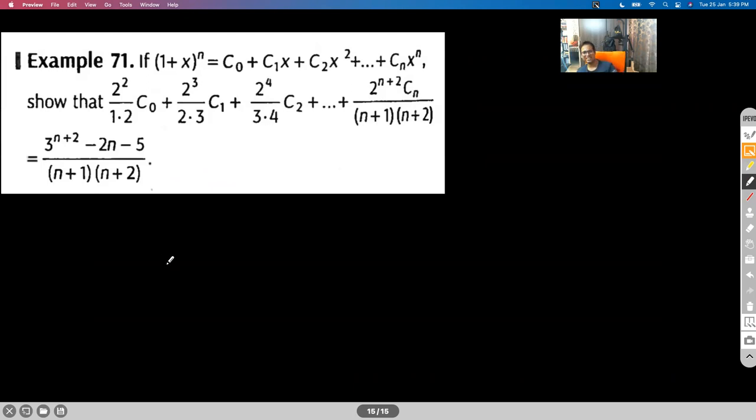Slightly complicated looking. We have to find the sum of these series. In fact, we have to prove or show that the sum of the series 2 square by 1 into 2 C0, by the way, this is 1 into 2, not 1.2, plus 2 cubed by 2 into 3 C1 plus 2 to the power 4 by 3 into 4 C2, and so on, till 2 to the power n plus 2 Cn by (n plus 1)(n plus 2), is equal to this expression. Everybody, please try this out.